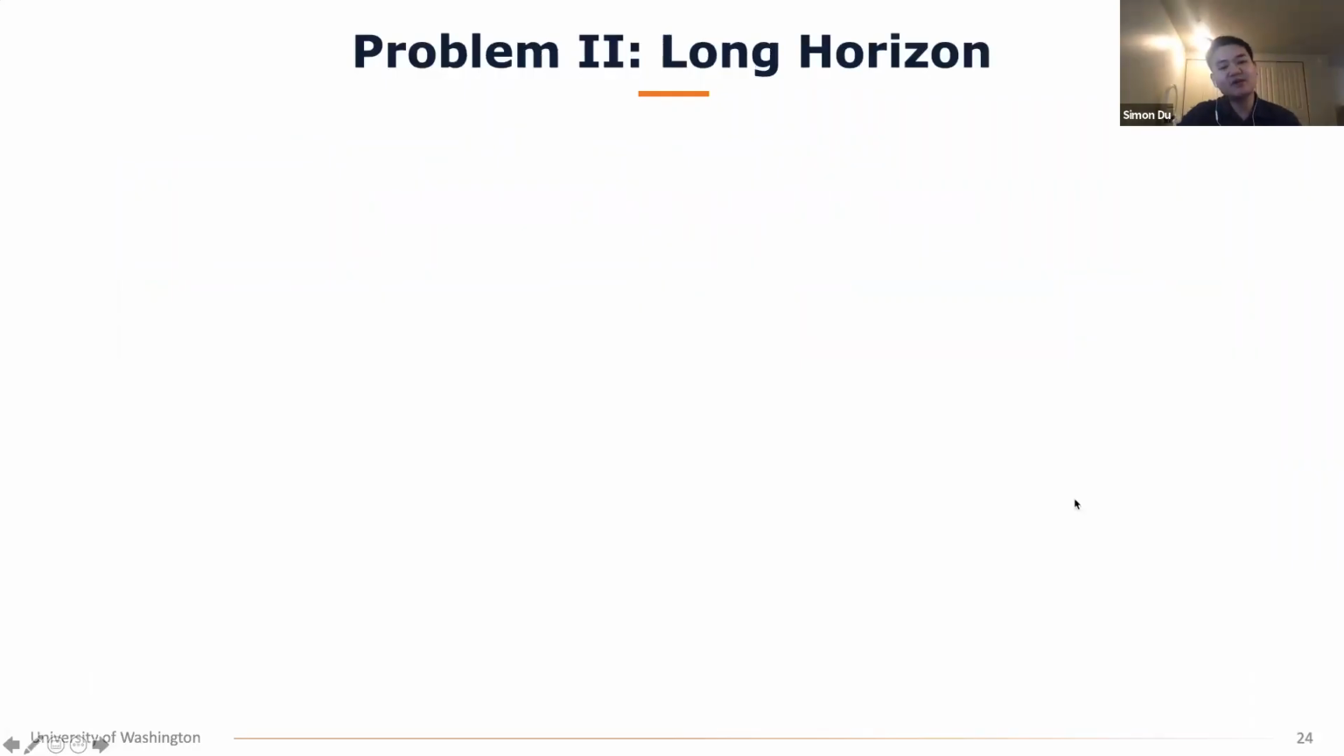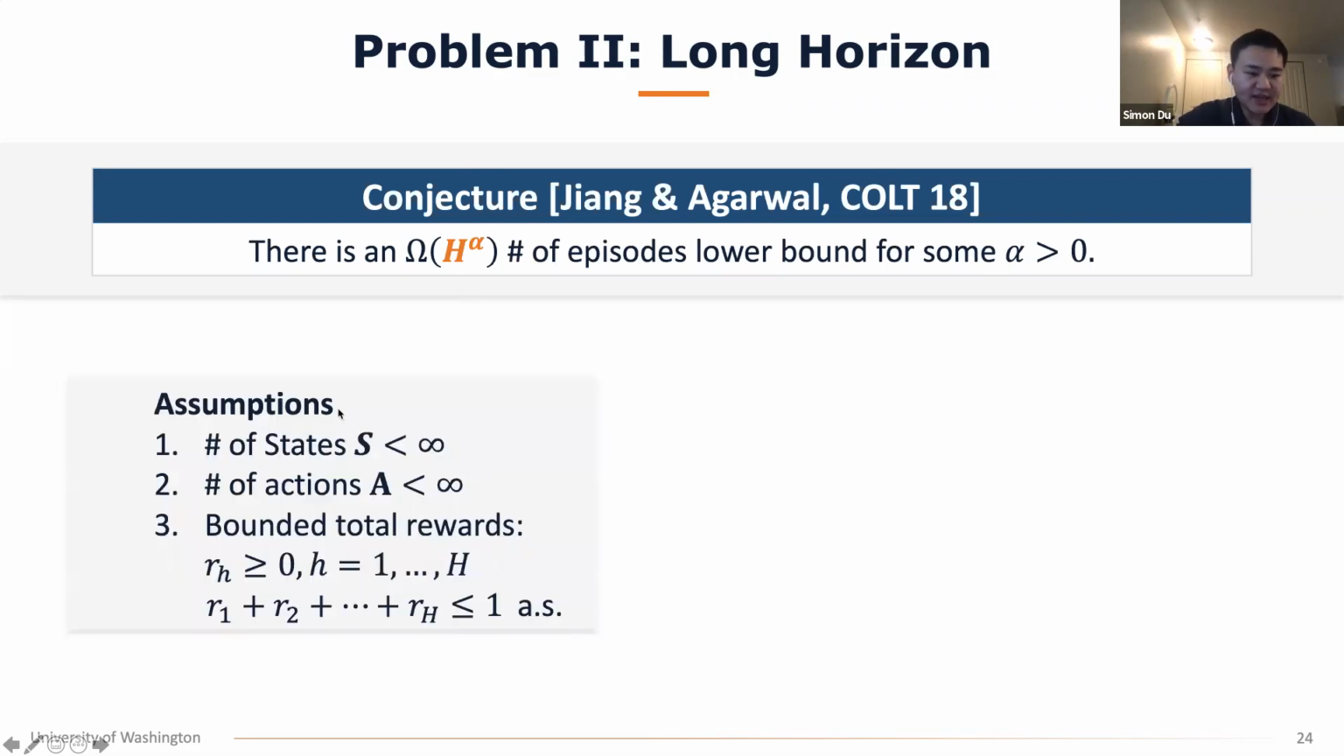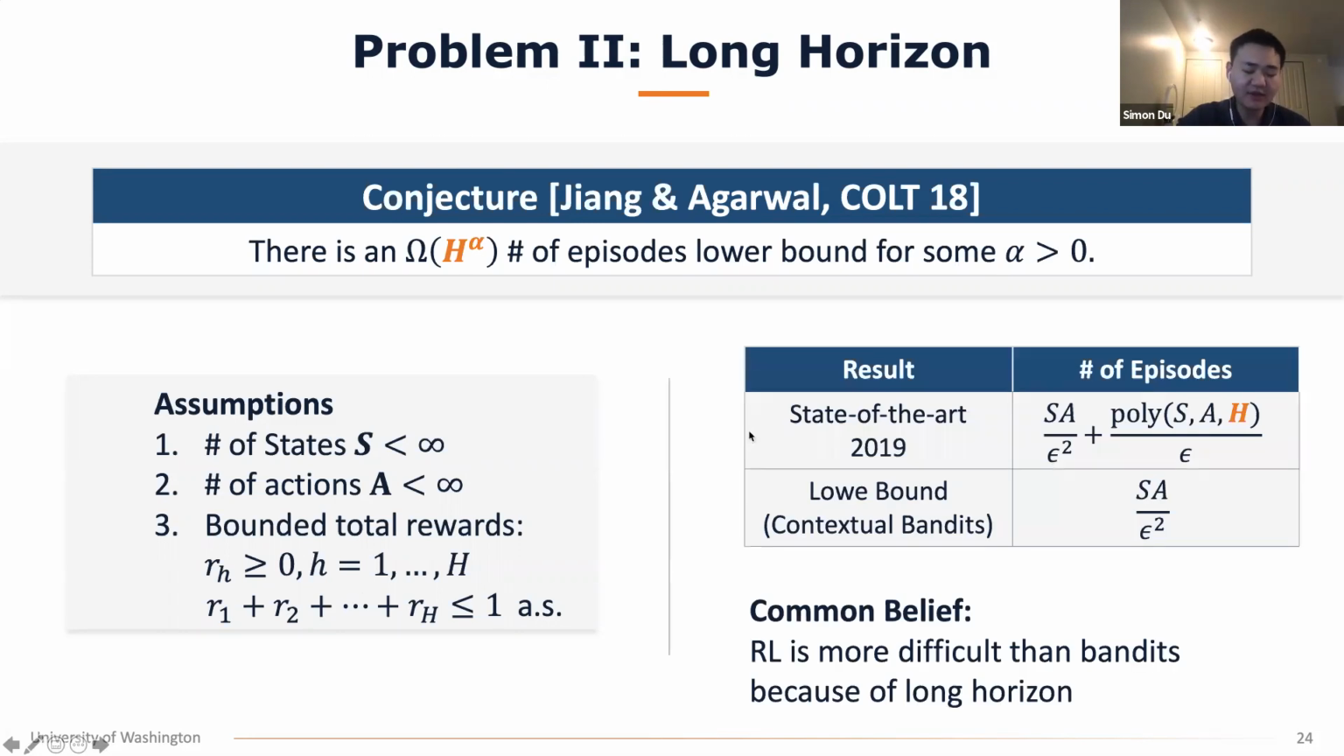Okay, so the next section is about the planning horizon problem. Remember this conjecture by Jiang and Agarwal in COLT 2018, that there's a polynomial lower bound in terms of planning horizon. Remember the setting: we are working in the tabular setting, so the number of states is finite, the number of actions is finite, and the total reward is bounded by 1, and they're all non-negative. All the existing upper bounds have a polynomial dependency on H, but the lower bound has no dependency on H.